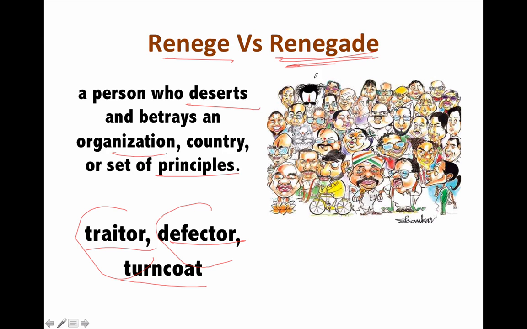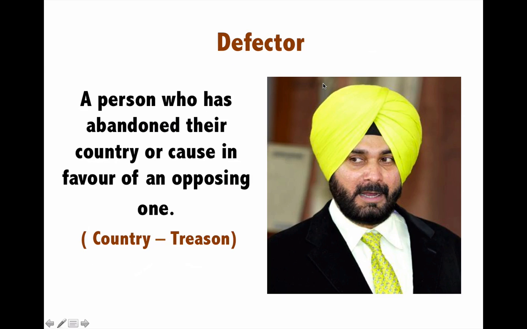He has revolted or rebelled against his own party. So for example, Navjot Singh Sidhu, earlier he was in BJP. He was in fact a member of the Rajya Sabha, but he quit BJP and joined Congress, although the results are in front of us. So it turned out to be a good decision going by the results, but he is a defector because he abandoned his own party, his own ideology and went to the opposition. And a person who cheats his country, he is accused of treason.